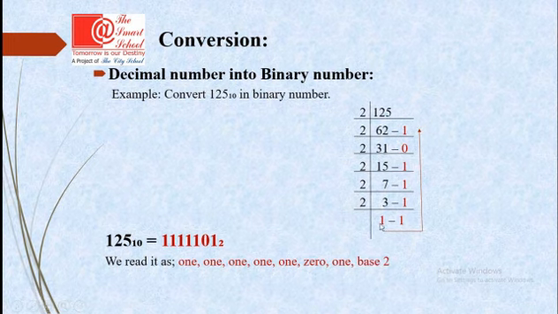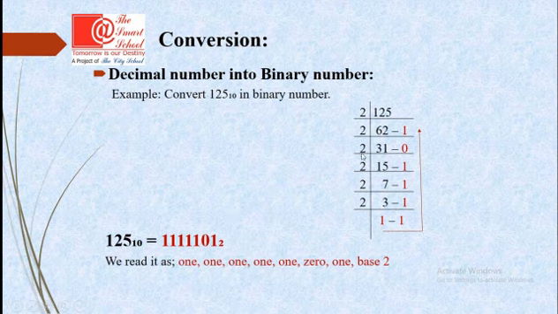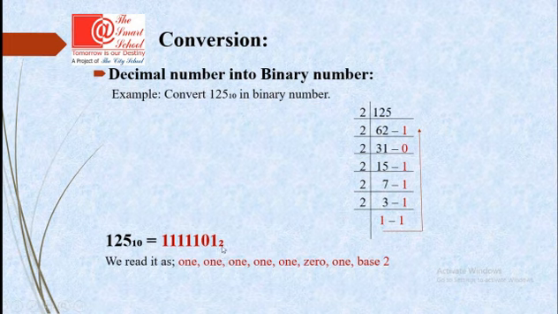We write all these remainders as binary number, like 1 1 1 1 1 0 1. It's written over here, and base 2. So 125 in base 10 system is equal to 1 1 1 1 1 0 1 in base 2 system.